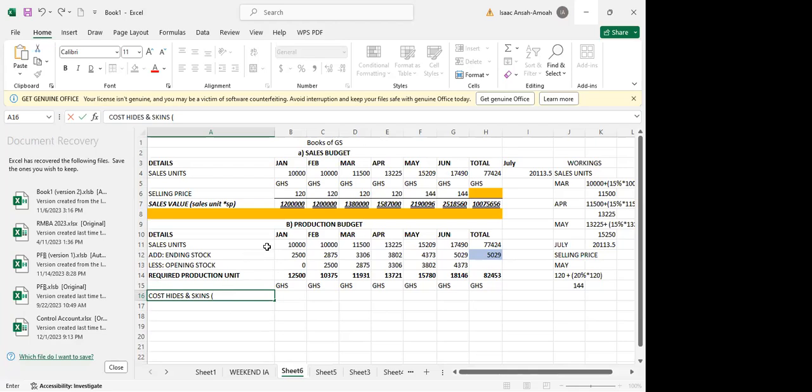Okay. So the required production unit is a function of your sales unit plus your ending stock minus your opening stock. Right. So 10,000 plus 2,500 minus whichever value is here, 0. That's why we are getting this, right? If you come here, it's 10,000 plus this minus this, and you get this. And then we are repeating this process for the rest of the periods. Okay. That's fine. Thank you.